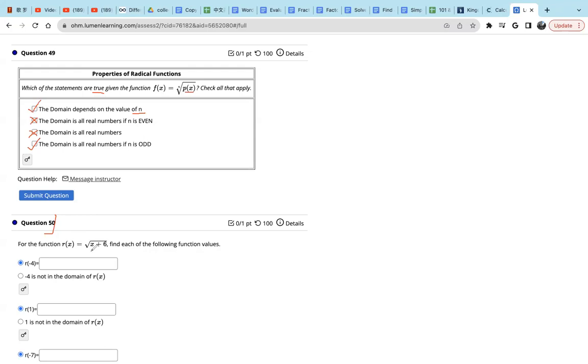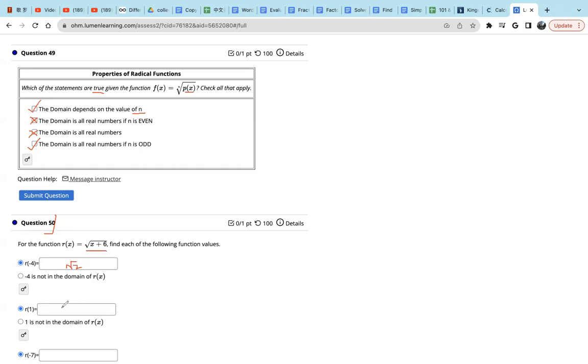So we have a square root of a function. Let's evaluate when x equals negative 4. We'll plug in negative 4. Negative 4 plus 6, that's positive 2. So r of negative 4 is just the square root of 2. No, this is wrong. Negative 4 is in the domain.